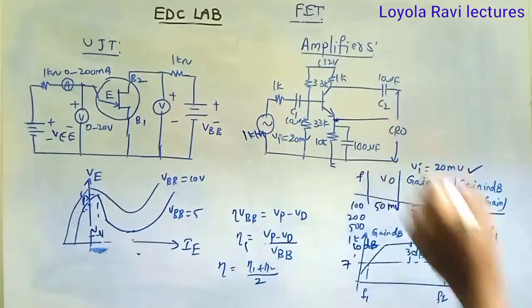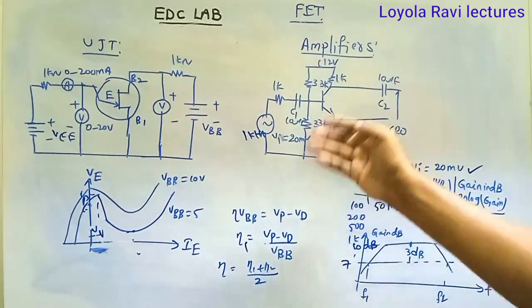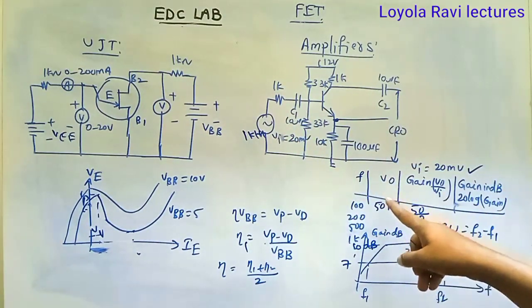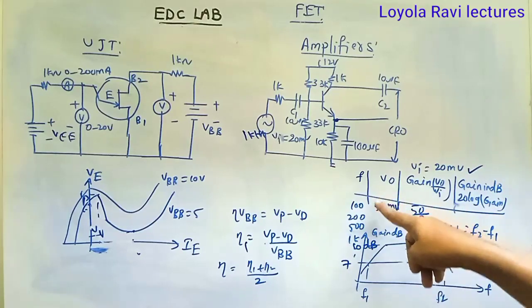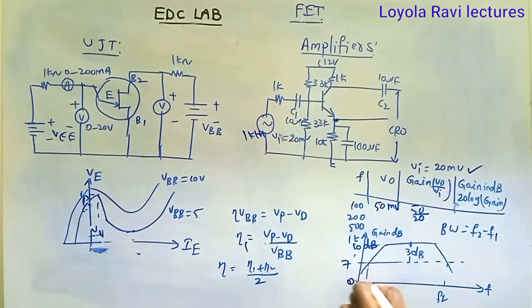Same circuit, you can get the output across the emitter, not at the collector. And for CC or emitter follower, input and output are the same. Input is, for example, 20 millivolts. Output also you may get 20 millivolts. Then gain is equal to 20 by 20, 1. So gain in dB is 0. 20 log 1 is 0. Then the frequency response curve is a straight line. Bandwidth is infinity.